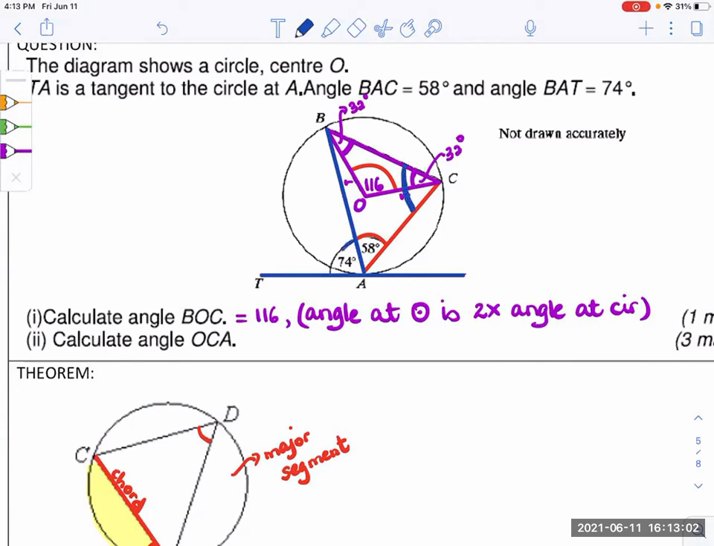So if this angle is 74, the angle in the alternate segment is also 74. So if this whole angle is 74, this whole angle is 74, and this part is 32, what is this part? Anybody? 42. Yes, 42. Do you all agree? Yeah, miss.